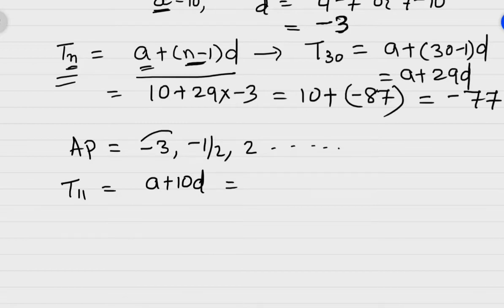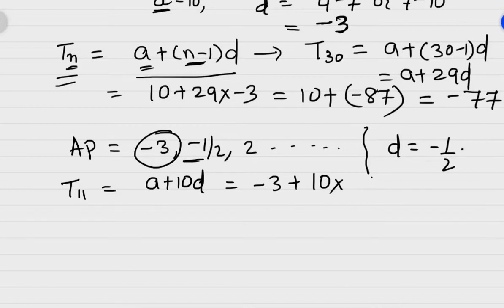Now see here, your A is minus 3, plus 10 into, what is your D? D is nothing but minus 1 by 2 minus of minus 3. D you will get minus 1 by 2 minus of minus 3, that is equal to minus 1 by 2 plus 3. See, 3 minus 1 by 2 will give you 2 and a half, isn't it? 2 and a half.